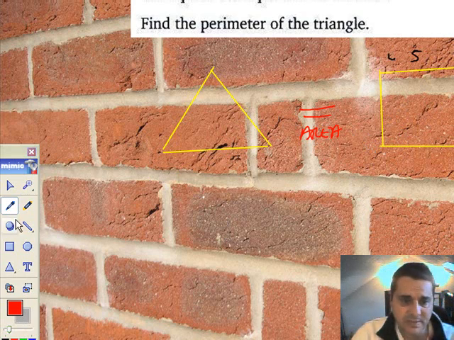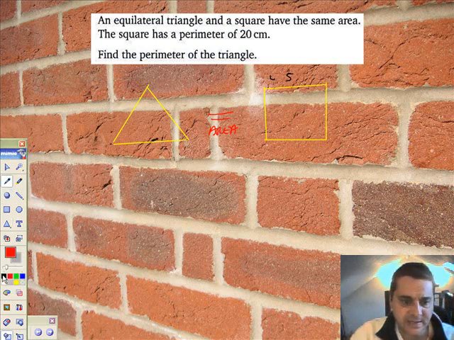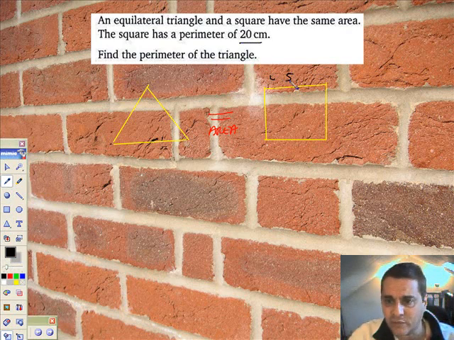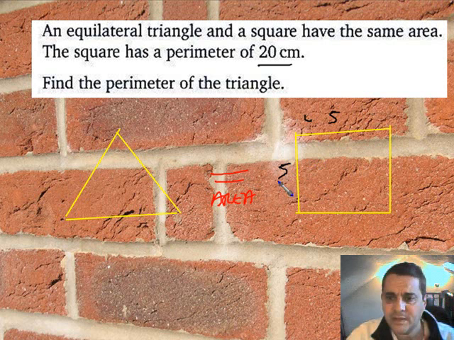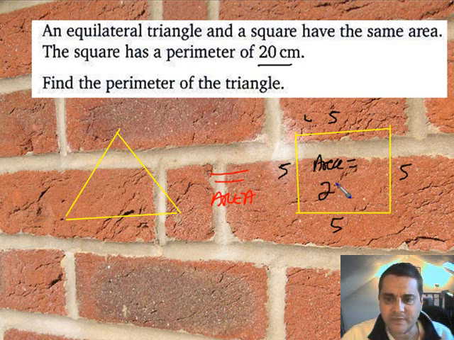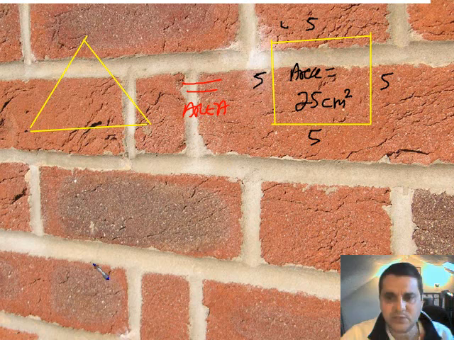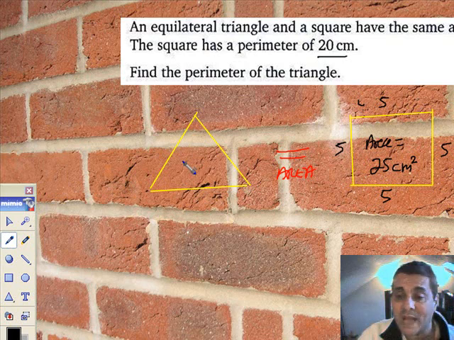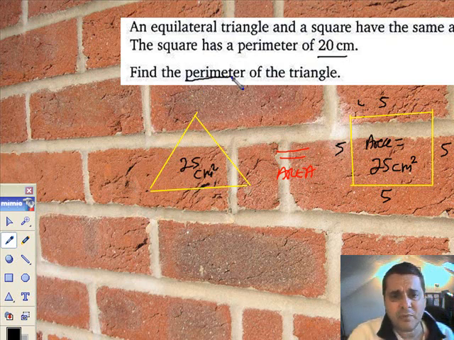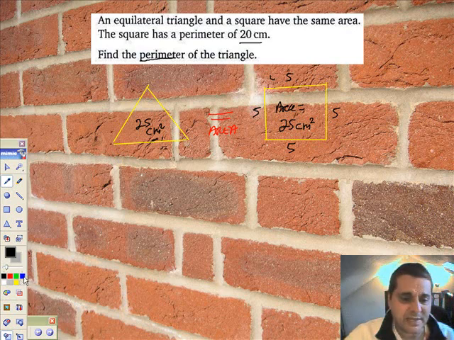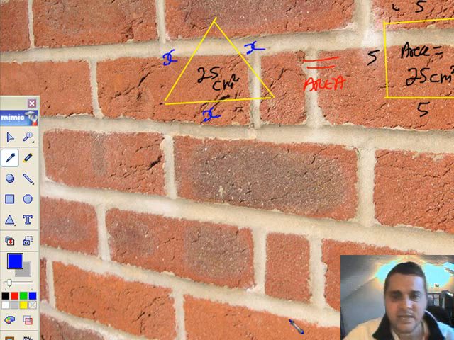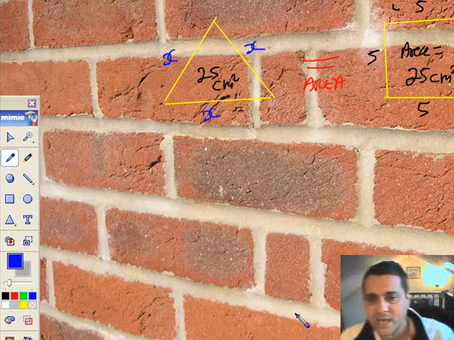Now the square has a perimeter of 20 centimeters. So if it's 20 centimeters, like I've already written a 5 there from before, so I've got a 5 by 5 and 5 all the way around, that's 20 centimeters of perimeter. So the area of the square is going to be 5 times 5, 25 centimeters squared of area, which means the triangle also has an area of 25 centimeters squared. Our job is to find the perimeter of the triangle, which means we better work out one of these sides first. So we'll call this x, we'll call this x, we'll call this x. If I know what one of the x's is, multiply by 3 and we're home and dry.